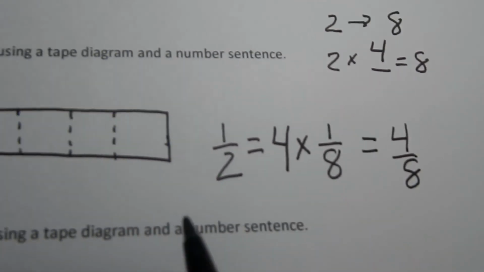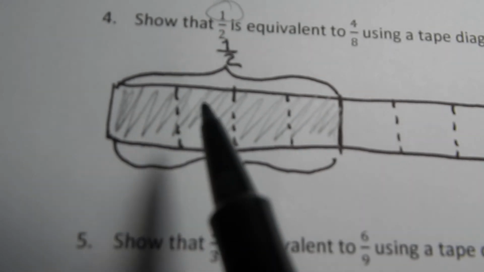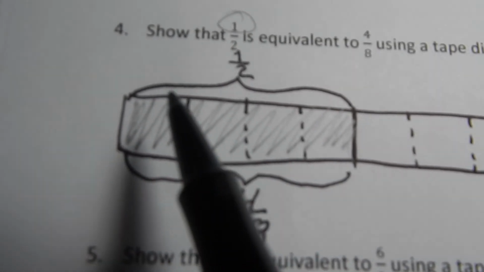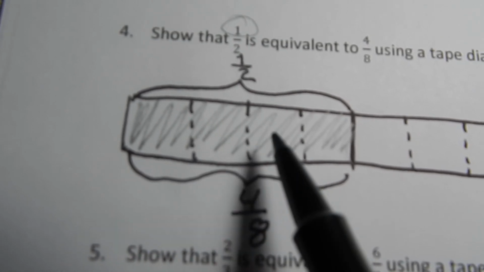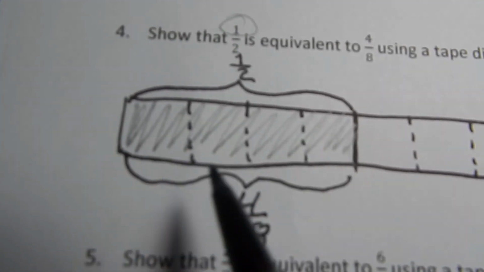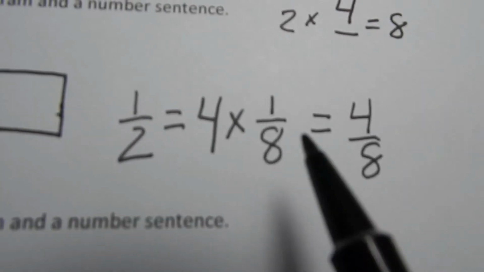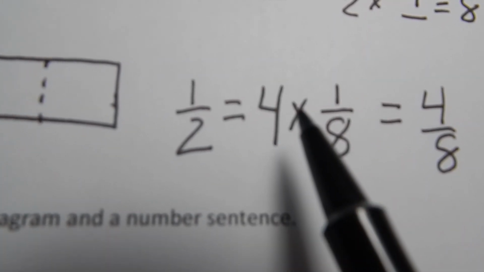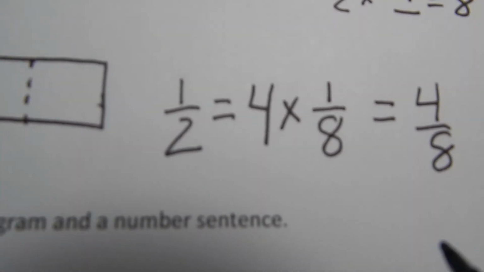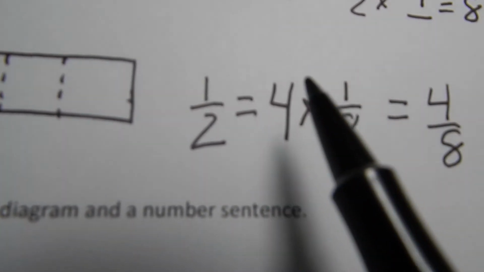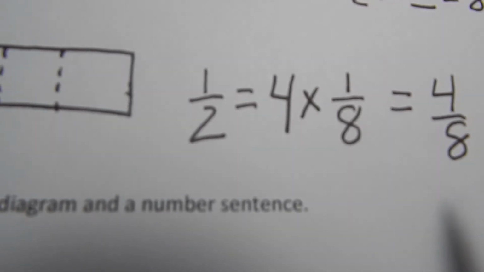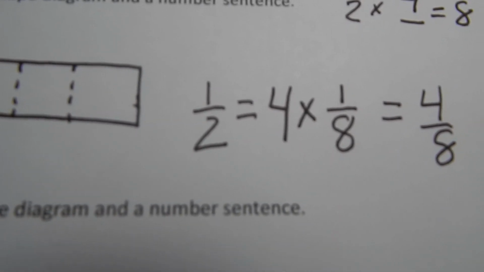So again, what you can ask yourself is how many times do I have an eighth shaded in? I have 1/8, 1/8, 1/8, 1/8, 4 times. So that's why I'm also able to say 4 times 1/8. I have 1/8 4 times. That's another way to look at it. And then when we multiply across, you do 4 times 1 is 4. We could have put that over 1, and we would keep our denominator of 8.